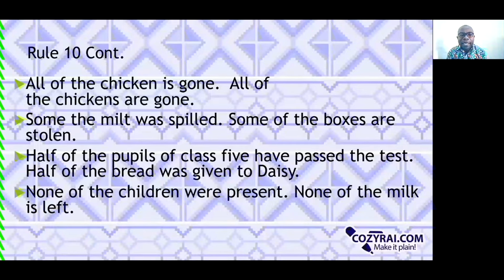So rule number 10, anytime we have all, some, half, none, let us look at what the all, the some, the half, and the noun are referring to. If the thing is singular, the verb will be singular. If the thing is plural, the verb will be plural.